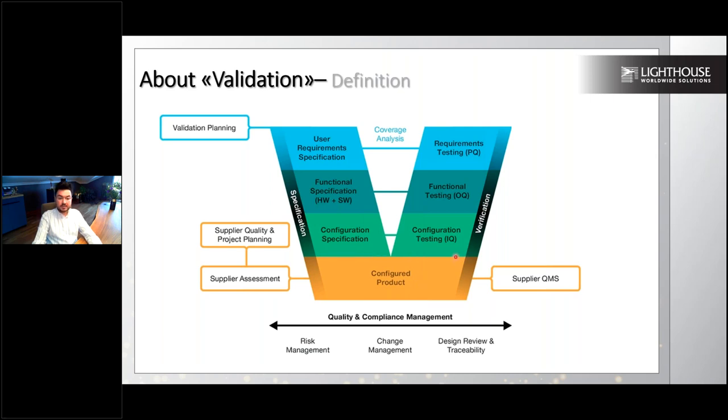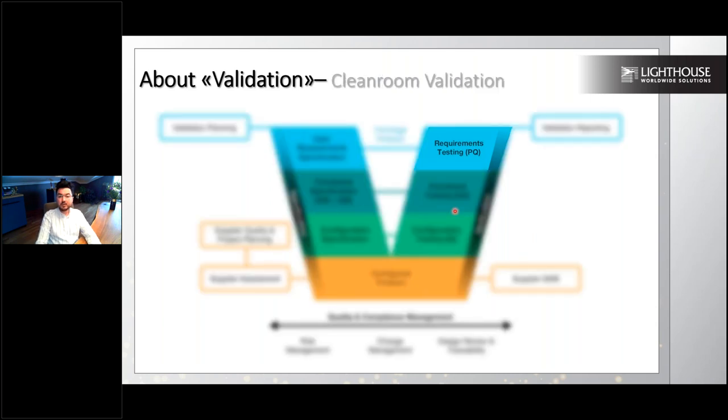Then afterwards, we'll be testing on the right side, which is the validation reporting side. We will be starting with installation qualification, which is configuration testing. You are going to test the left side of this scheme. And functional testing, which is operational qualification, also verifies that the functional specifications are met and suitable for their intended use. So this verification side on the right of the scheme is verifying the left side of the entire structure.